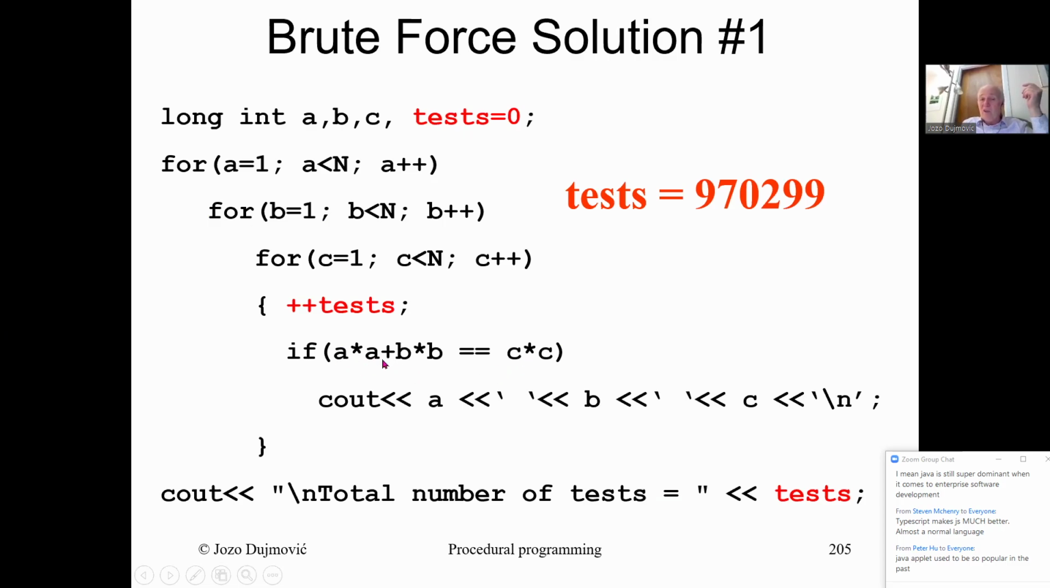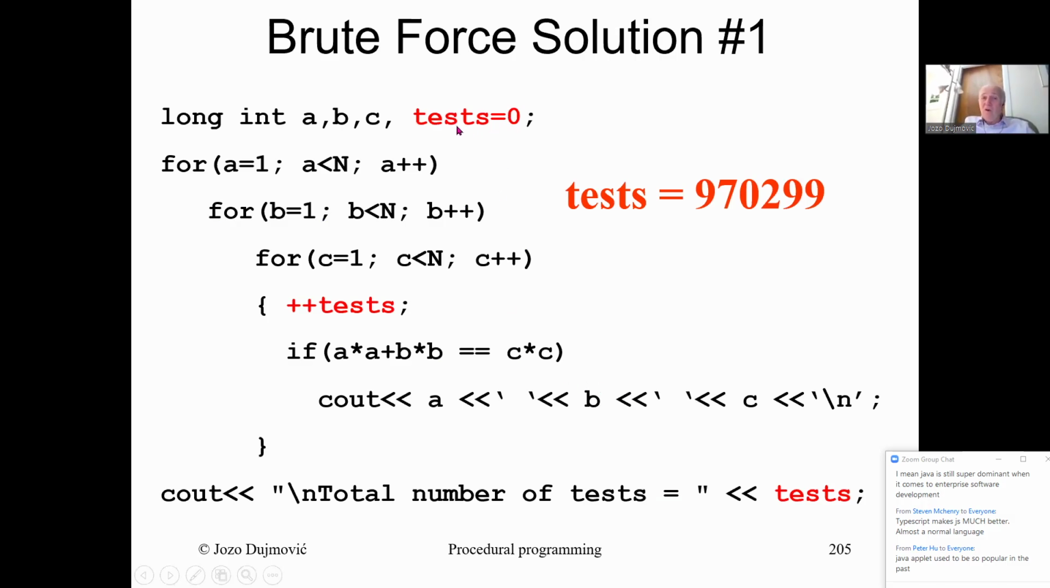Now, if A squared plus B squared equals C squared, this is such a triple, and I'm going to display that. So A, B, and C will be displayed, and I'm going to have lines that will include these triples. Is this working? Of course it is working. It gives me all triples.